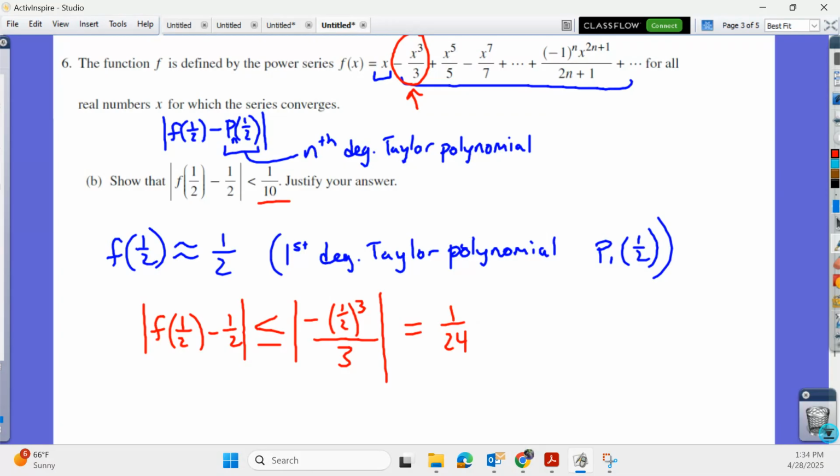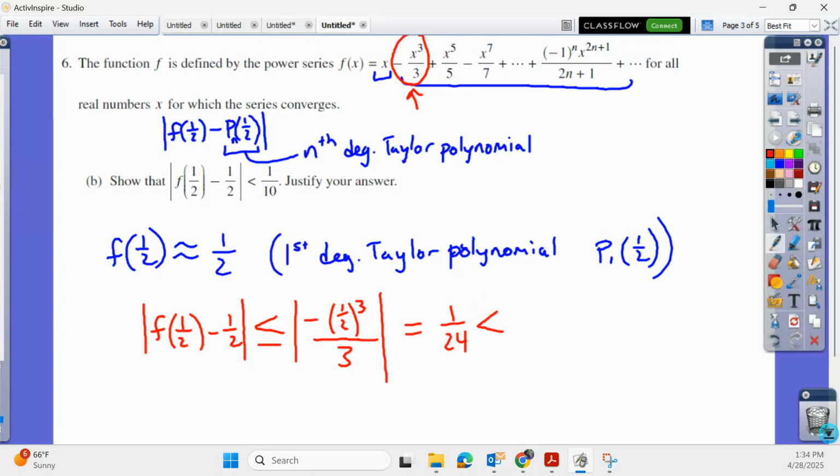Well, that's less than 1/10, so we're good to go. Already did it. So again, I spent a lot of time explaining the concept here, but if you know what you're doing, this question can be super quick. You just ask, when am I stopping?